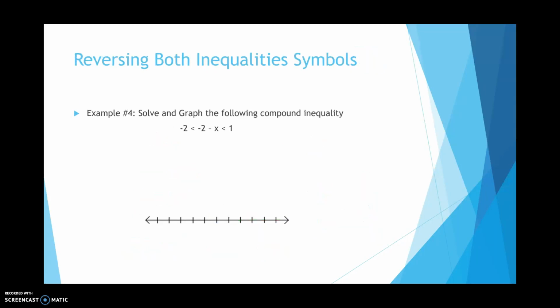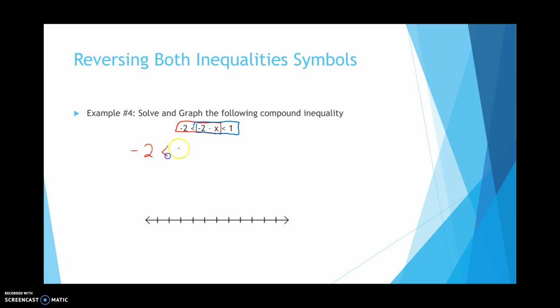Last example here with number 4, it says solve and graph the following compound inequality. We have -2 is less than -2 minus x, which is less than 1. So let's solve this. Again, to go about solving this, we're going to solve the front half first. Then we'll solve the second part of this, which is that -2 minus x, which is less than 1.